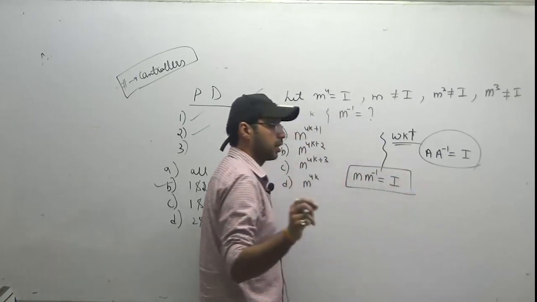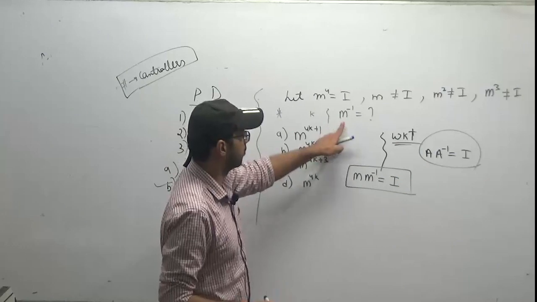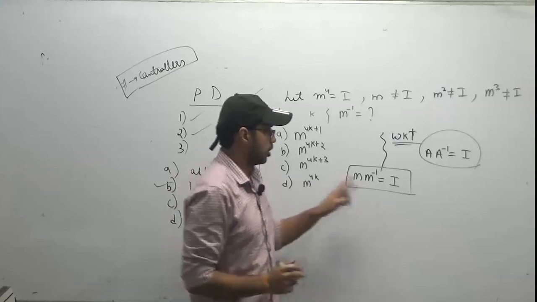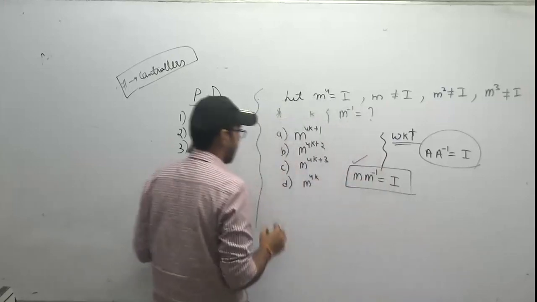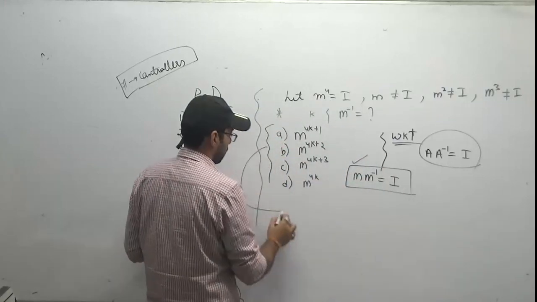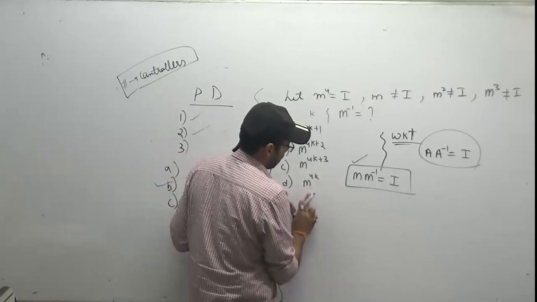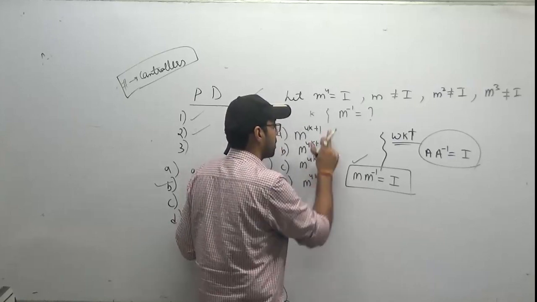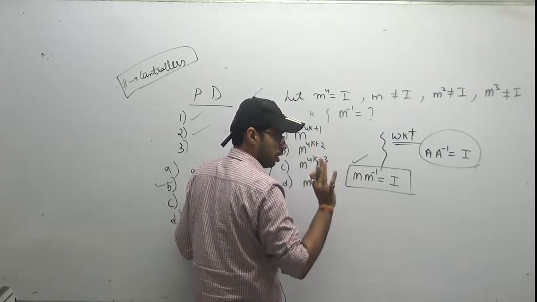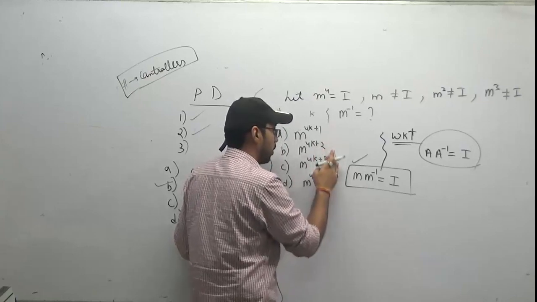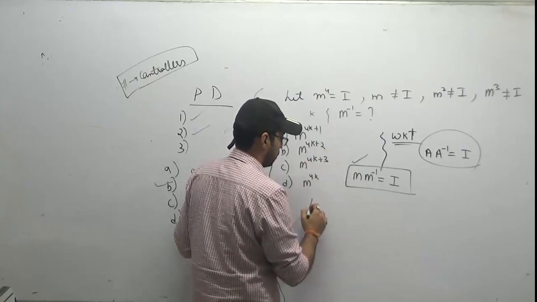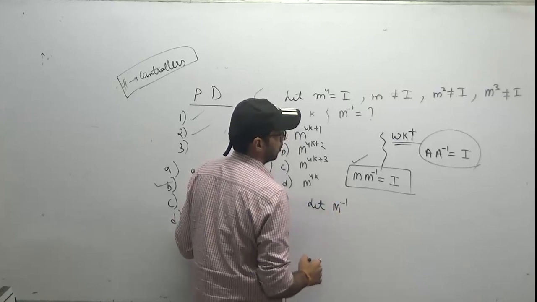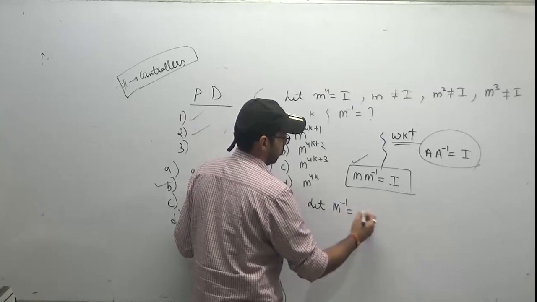The first thing that comes in your mind when you see A inverse or M inverse or M any power of M that is equal to I, you have to write down this thing. Now in the options they have given, in each of the options we have M power 4k plus 0, 4k plus 1, 4k plus 2, 4k plus 3. So according to the observation I can say, let M inverse be equal to what?